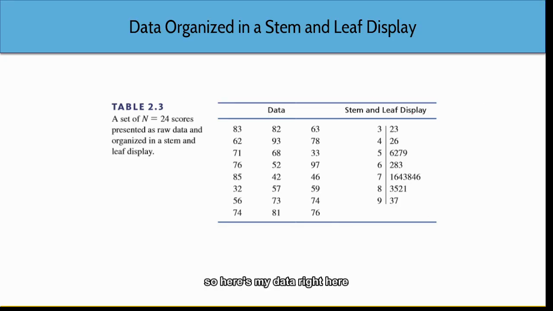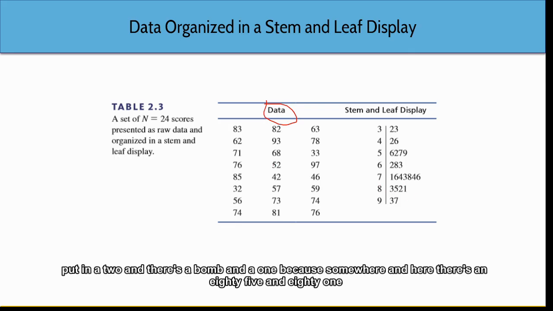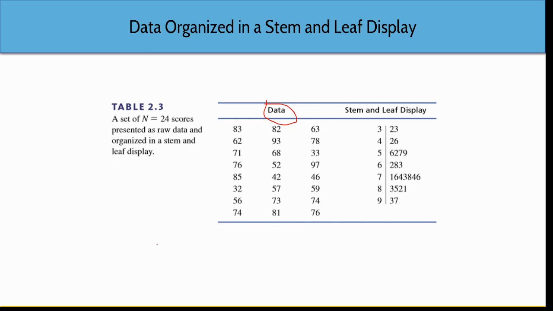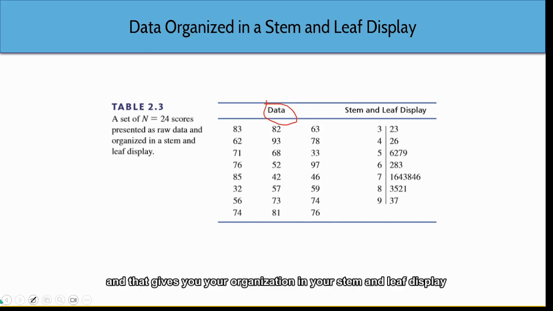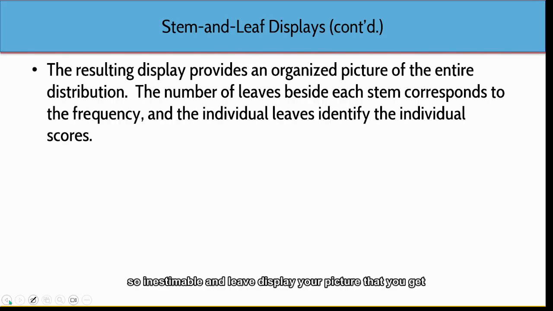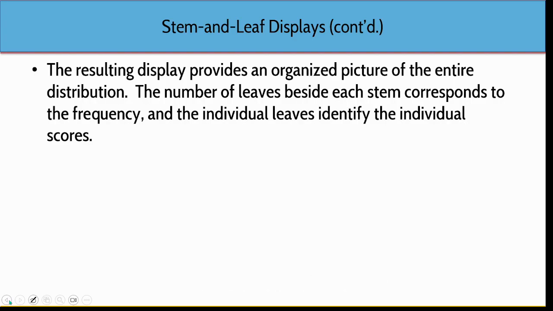So here's my data right here. And so I take that first digit, 8, and I write it down. And then I write a 3 because I have 83. And then for 82, I go to the same 8 and I put in a 2. And there's a 5 and a 1 because somewhere in here there's an 85 and an 81. And that gives you your organization in your stem and leaf display. So in a stem and leaf display, your picture that you get is an organized representation of the whole distribution. The leaves beside each stem is a frequency, and the individual leaves are each one of the scores.